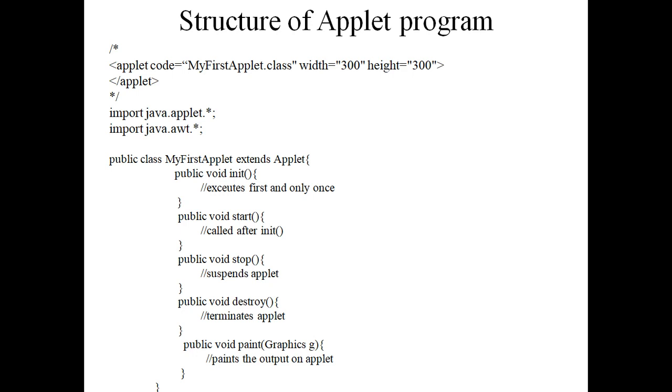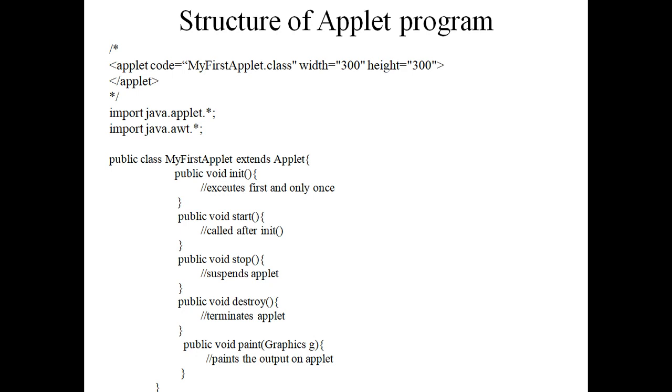If you want to make your Java program an applet program, you have to extend the Applet class in your Java program. So MyFirstApplet is a child of the Applet class now, so it can use the functionalities of the Applet class. Now in an applet, we have 5 functions. We are going to define the 5 functions.